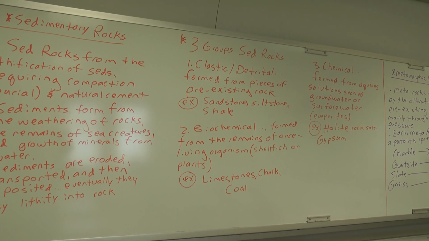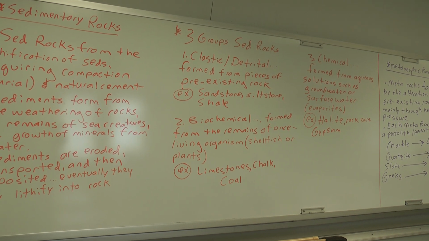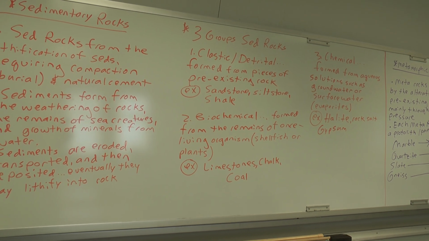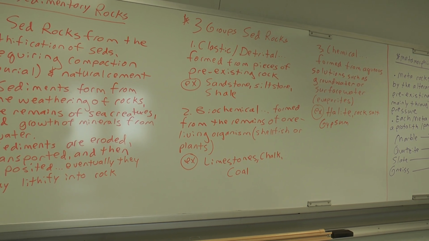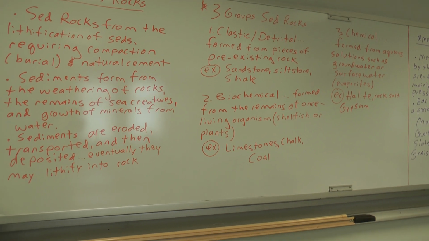Number 2, we have biochemical. These sedimentary rocks are going to form from the remains of once living organisms, shellfish, or plants. Examples of rocks that these produce would be limestones, chalk, which is a limestone, and coal.